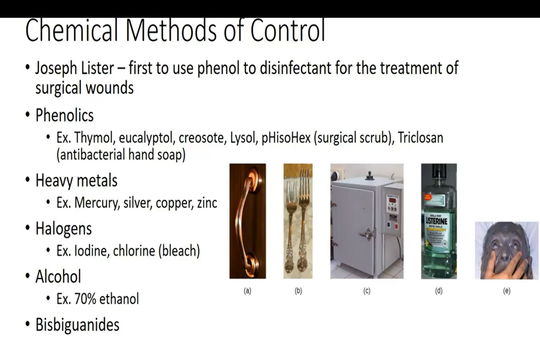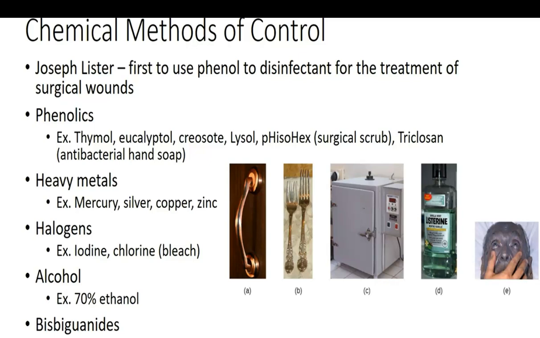We are still using some phenolics such as thymol, eucalyptol, which is a natural compound that they get from eucalyptus, Lysol, and hexachlorophene, which they use for surgical scrub, and also some triclosan that probably your grandmas or grandpas remember. They used it in antibacterial hand soap that was common before.